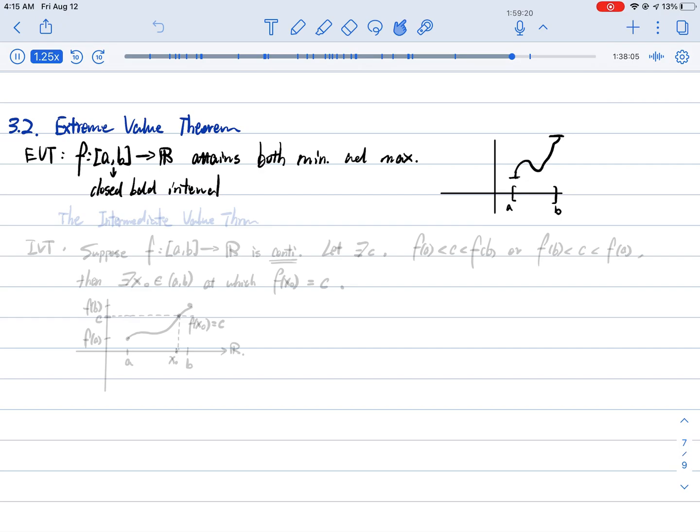Alright, in the same video, I'm going to cover one more theorem because they go hand in hand with the extreme value theorem. We call it the intermediate value theorem, and hopefully you already heard about it in your previous calculus class. This will just be a quick review of what you have learned. Intermediate value theorem. And what does it mean by IVT?